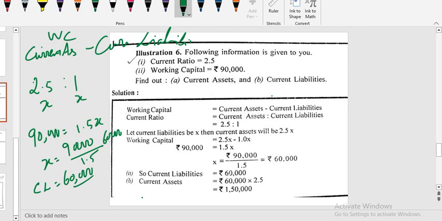Now you can easily identify current assets, because current assets equal x into 2.5. What is x? X is 60,000. So 2.5x is 1.5 lakhs. In this way you can find out the missing information.